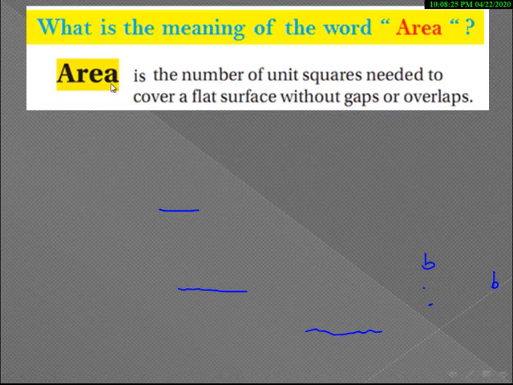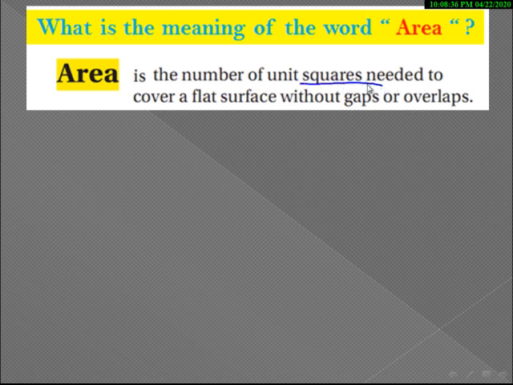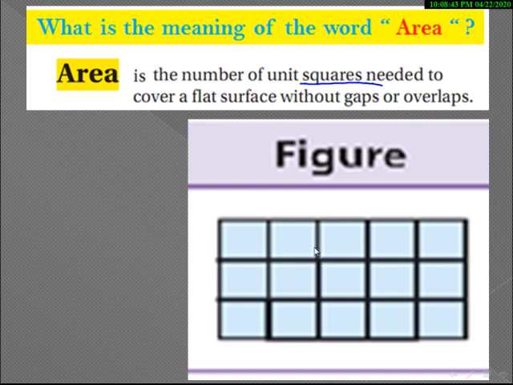Alright. And the fourth definition is: what is the meaning of the word area? Do you remember this question? Area is the number of unit squares needed to cover a flat surface without gaps or overlaps. So, for example, if you have this figure and you want to find its area, you will count all square units. So here 5 and here 3, so the area is 15 what? 15 square units.